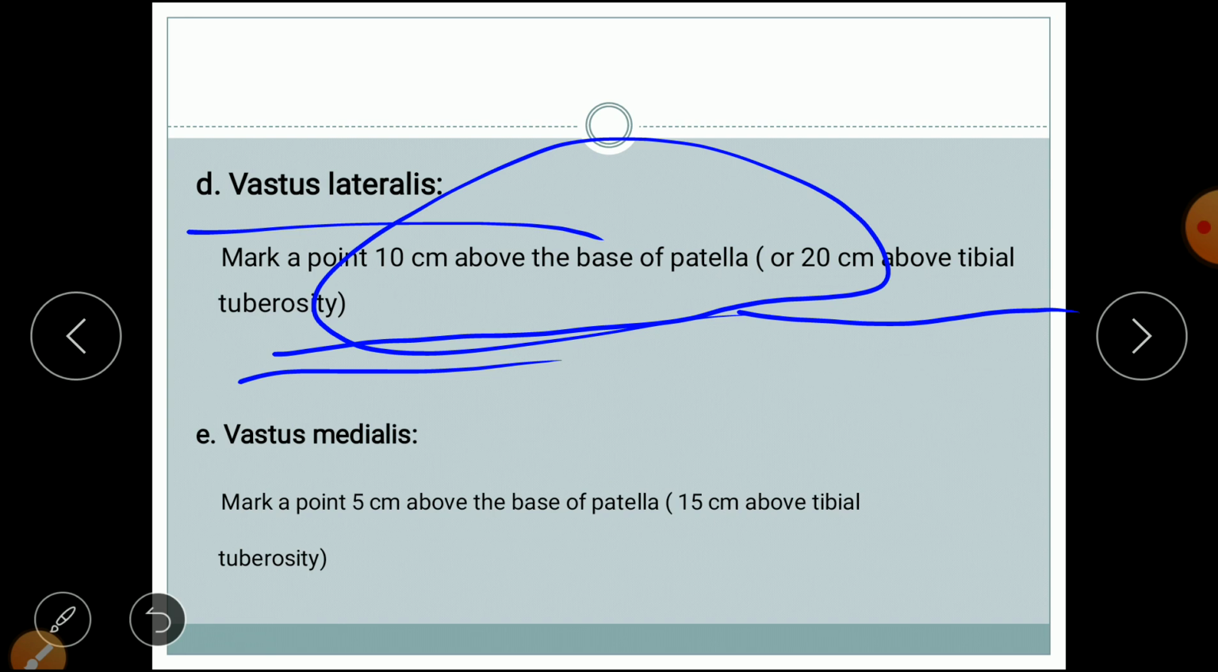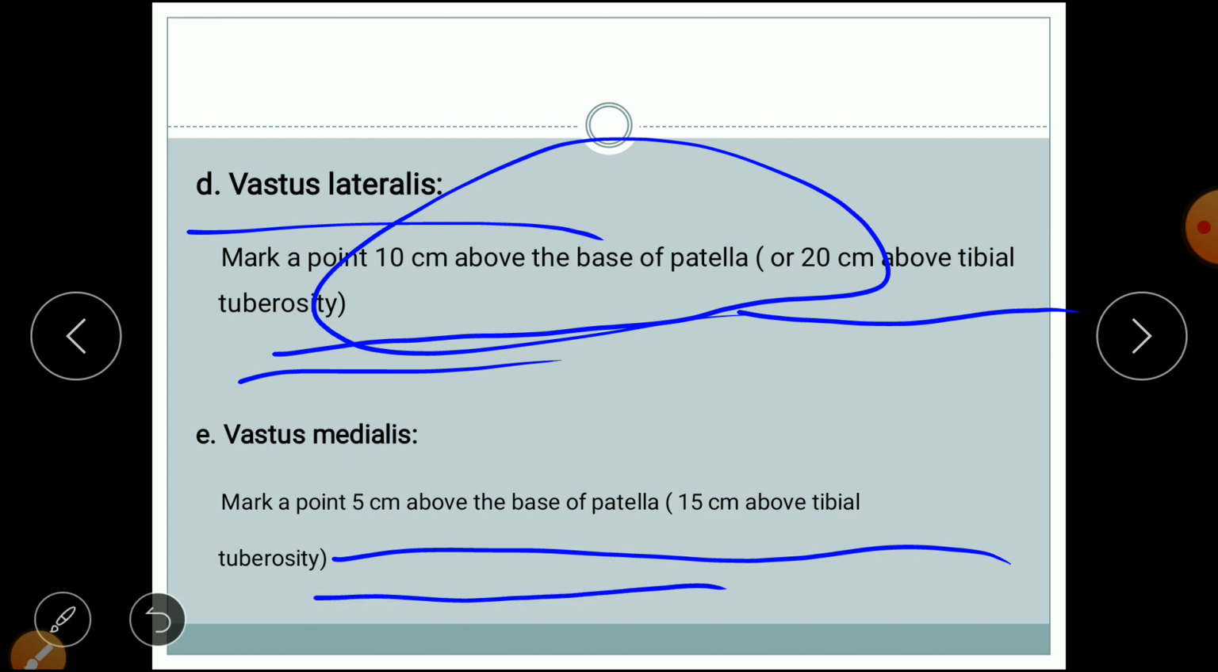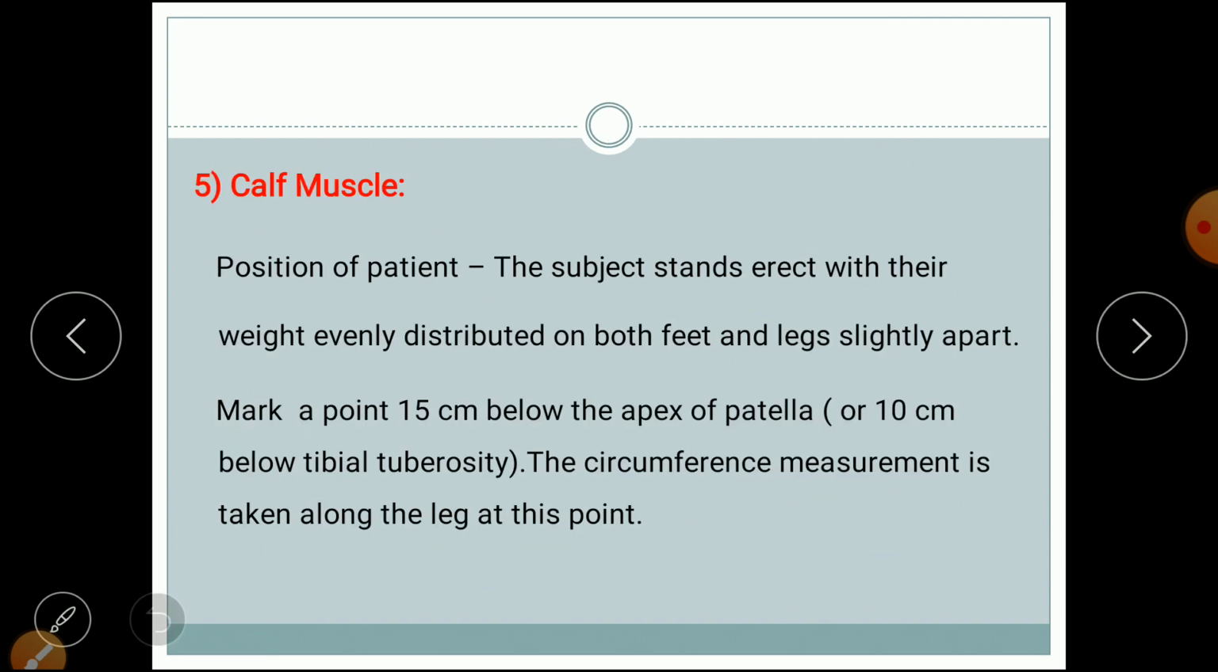Then for vastus medialis, make a point 5 centimeter above the base of patella or 15 centimeter above the tibial tuberosity. We can remember any one of them. So remember 5 centimeter above the base of patella for vastus medialis and 10 centimeter for the vastus lateralis.